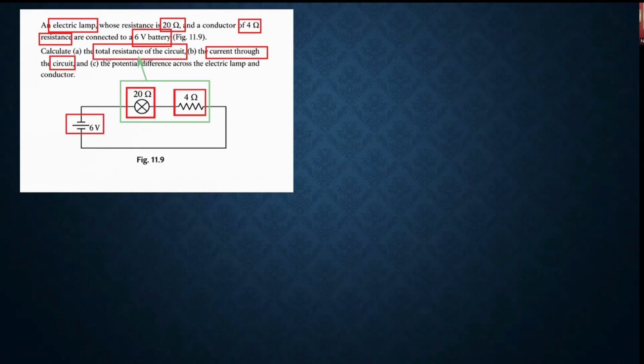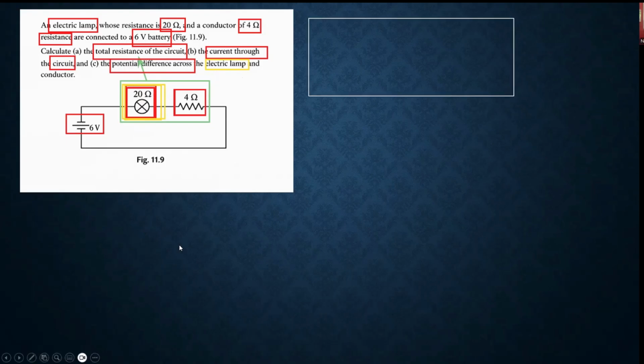What is it asking third? The potential difference across only the lamp. How will you get it? You already calculated the current, and you already know the resistance of the lamp, right? So use Ohm's law and get the potential difference. We'll see it step by step.